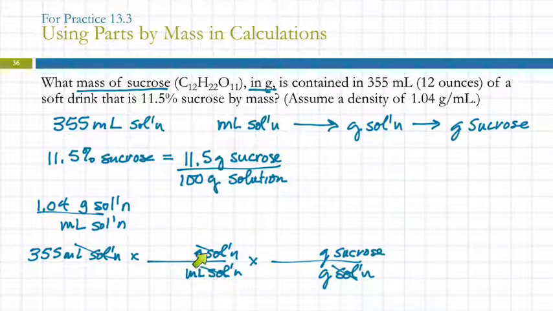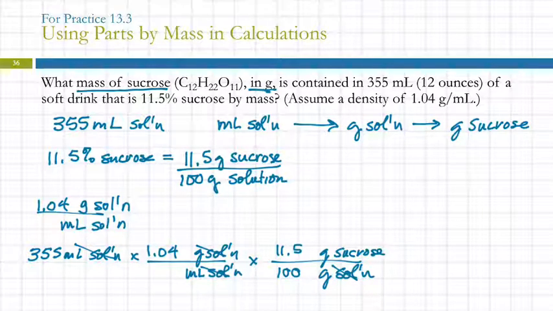The relationship between grams of solution and milliliters of solution is the density. So 1.04 grams of solution, so the 1.04 goes on top. And then this term, grams of sucrose and grams of solution, that's this guy right here. It's 11.5 grams of sucrose per 100 grams of solution.